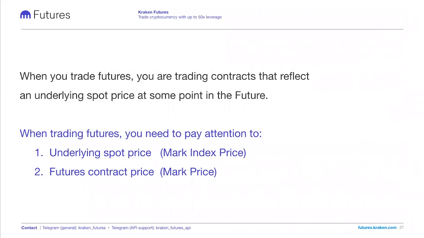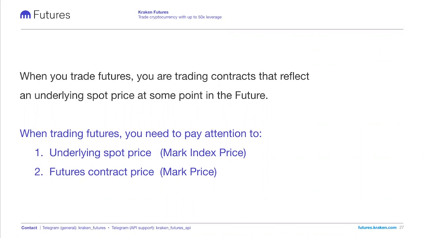So why do we have different prices in futures in the first place? And it all starts with when you trade on spot markets. So when you trade on Kraken.com, you're exchanging one asset for another. So you're exchanging dollars for Bitcoin or euros for Bitcoin. You actually have dollars and you actually receive Bitcoin at the end.